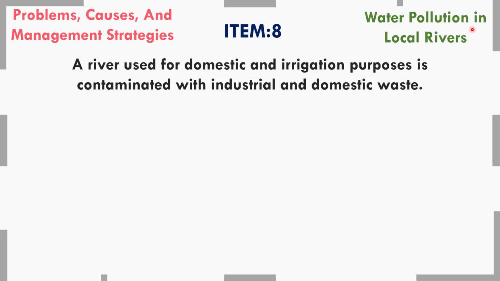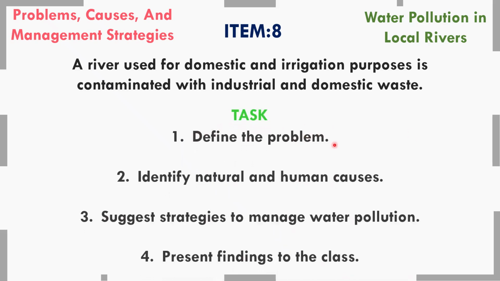Let us look at water pollution in local rivers. Item 8. A river used for domestic and irrigation purposes is contaminated with industrial and domestic wastes. Define the problem, identify natural and human causes, suggest strategies to manage water pollution, present findings to the class.